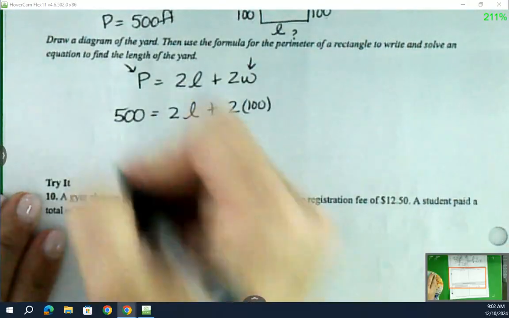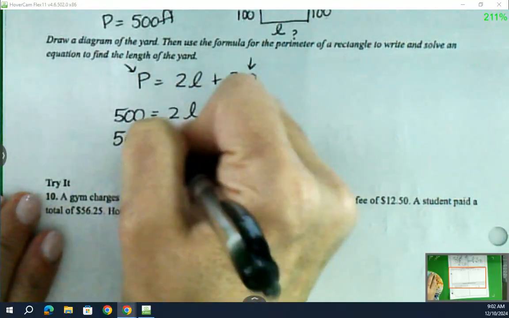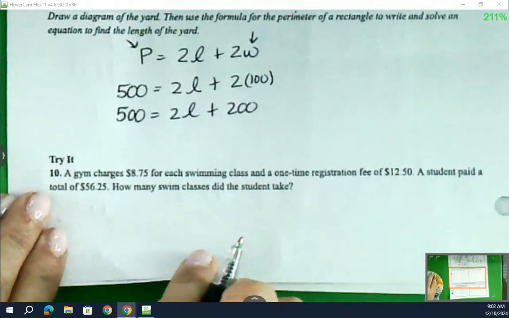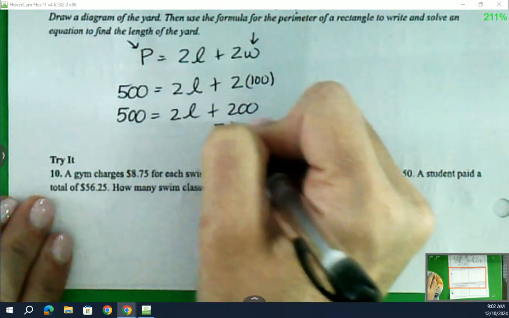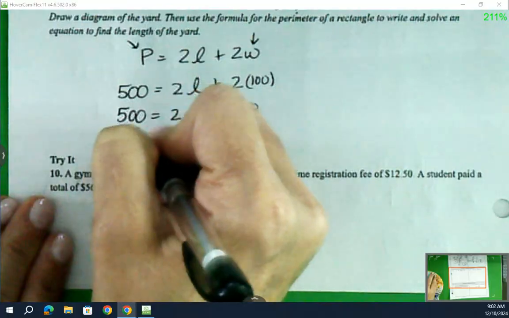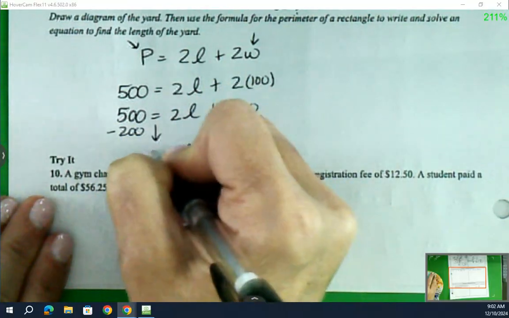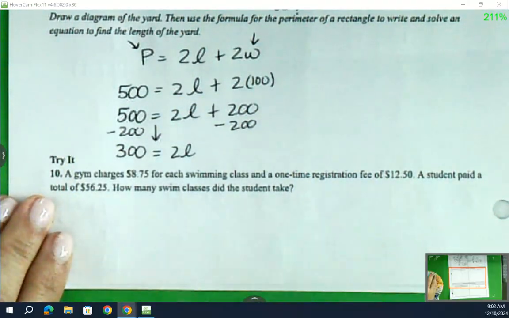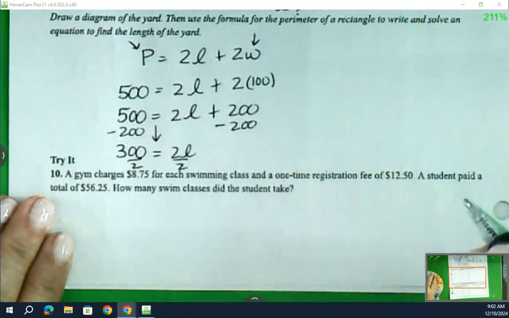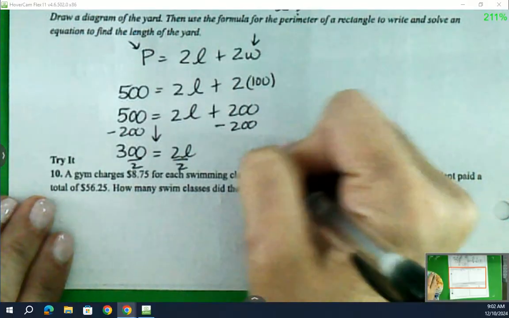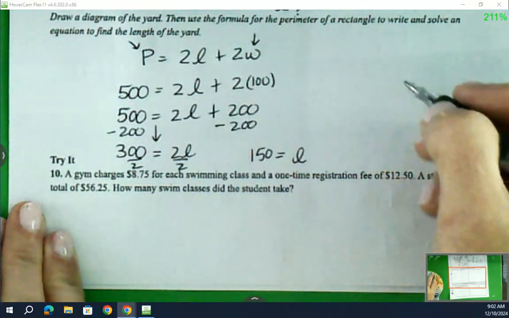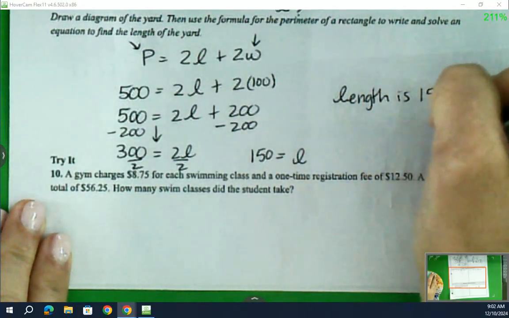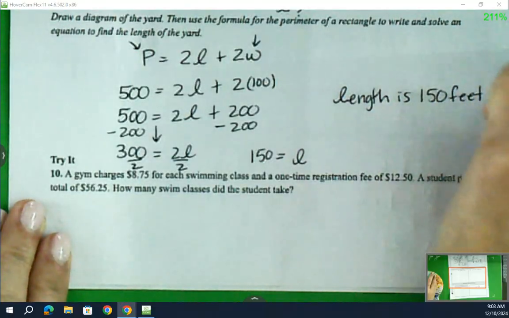Okay, continuing with this pattern, we're going to have 500 equals 2L plus 2 times 100 is 200. We're going to subtract 200 from both sides using our steps here. So the 2 lengths together, 500 minus 200 is 300. So to find out each length, we're going to divide by 2. And L equals 150. So the length is 150 feet is our answer.